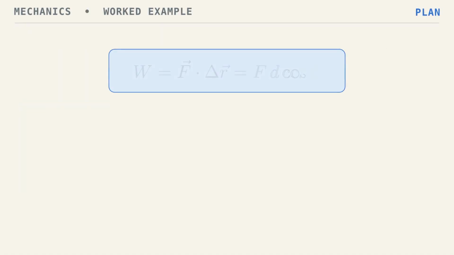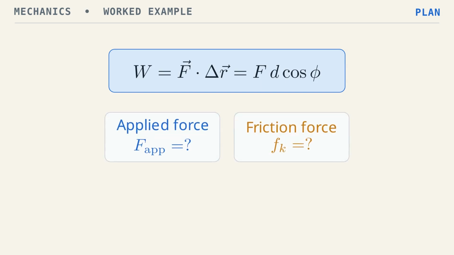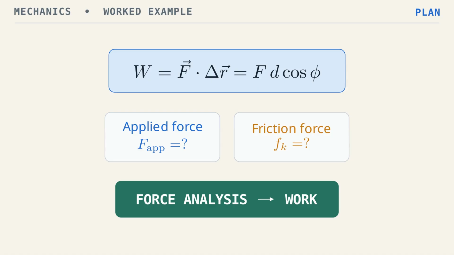Work is the dot product of force with displacement. Force times distance times the cosine of the angle between them. But neither the applied force nor the friction force is given. So the first task is not a work calculation. It is a force analysis. Once we determine the forces, the work calculations will be straightforward.